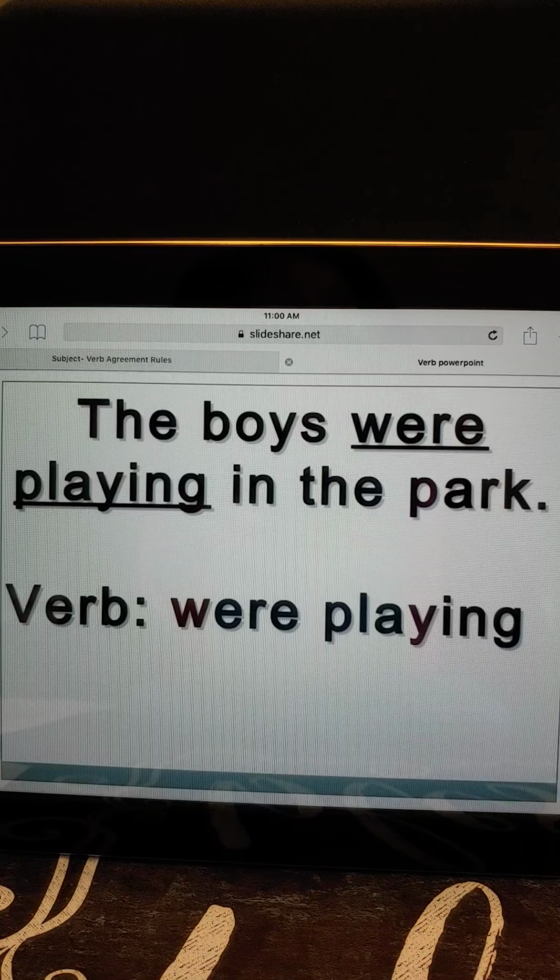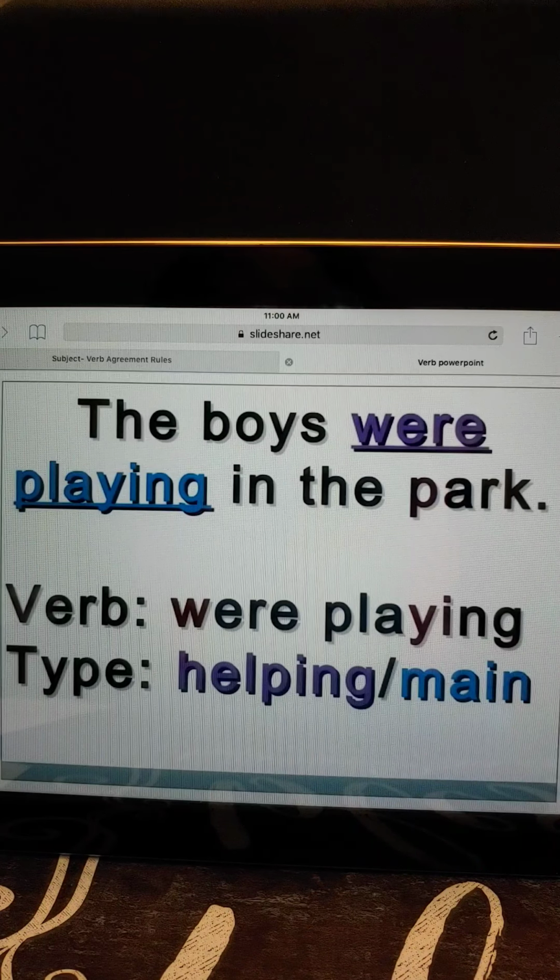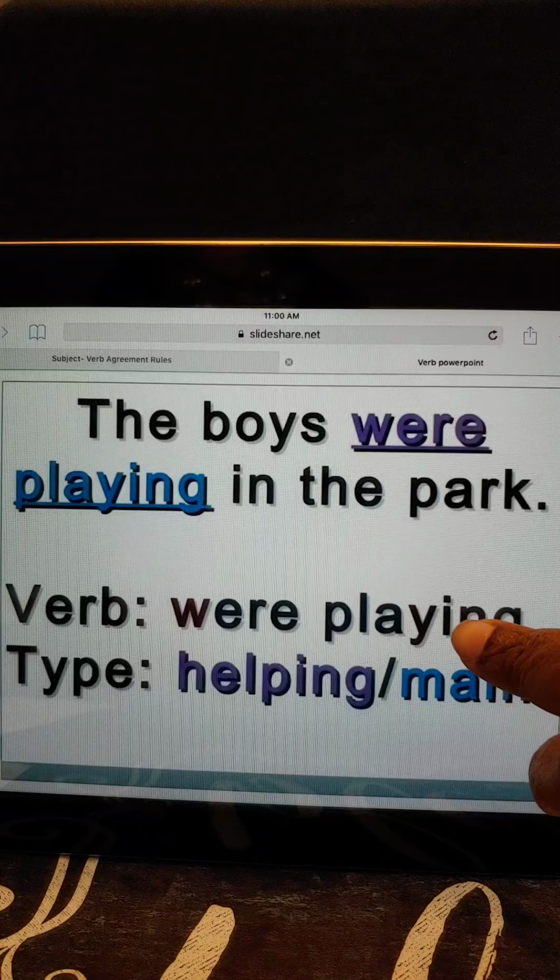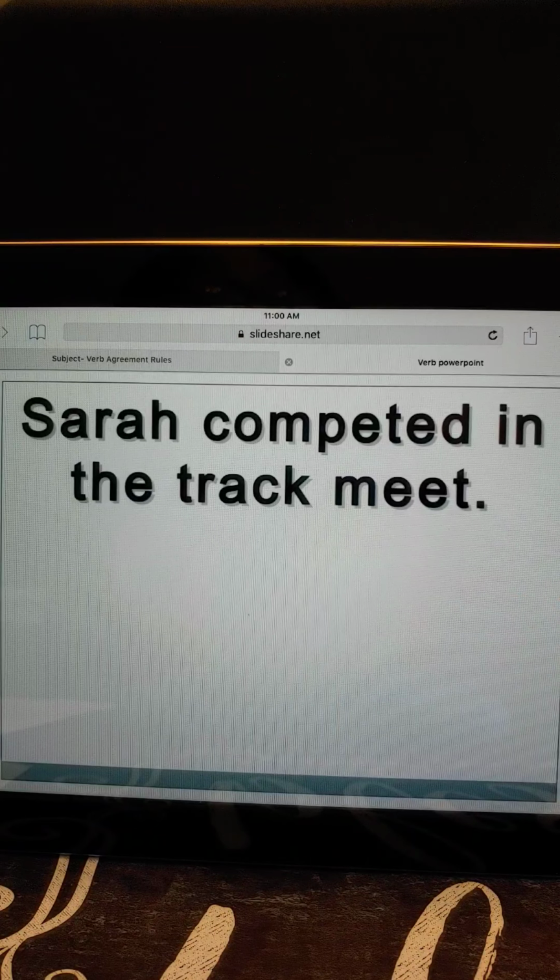Okay, they underline "were" and "playing." So those are my two verbs that they underline, okay? All right. We understand that "were" is helping. "Playing" is the main verb or the action verb, okay? All right, we're going to do one more and then we're going to go on to our worksheet.